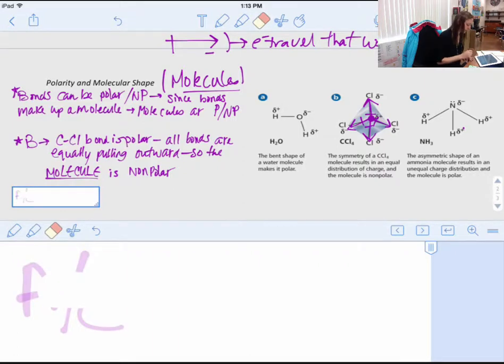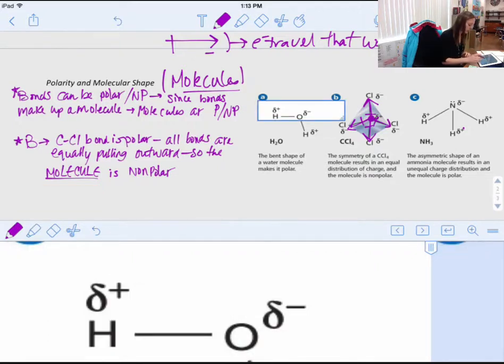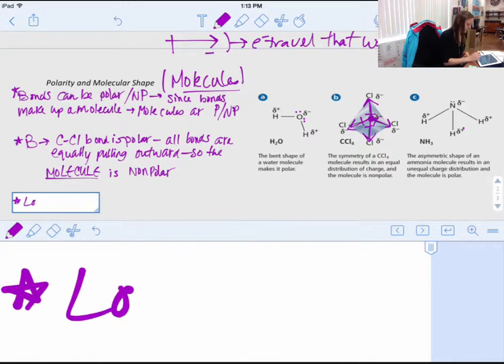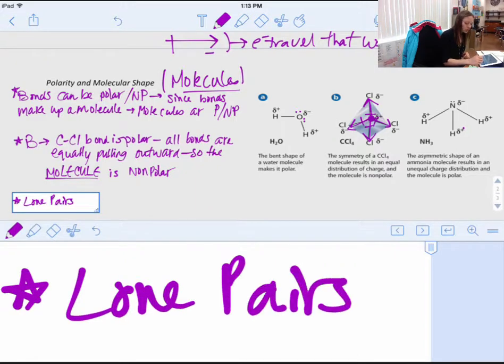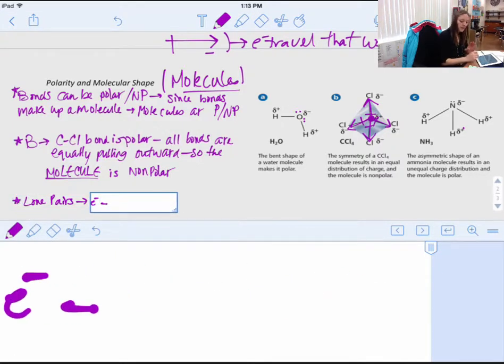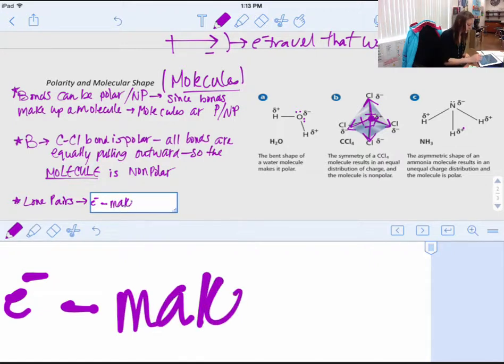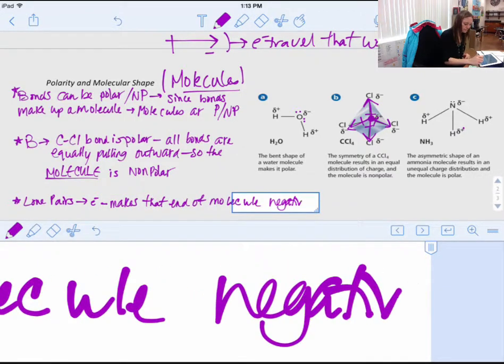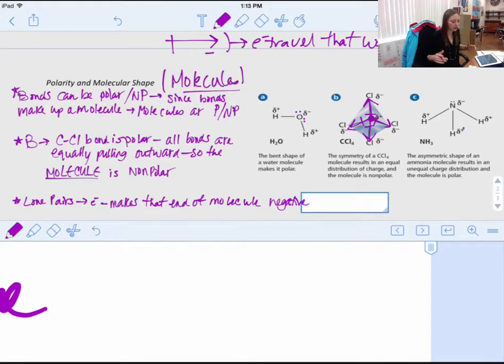I'm just going to backtrack for a second and talk about lone pairs, because both of the molecules in A and C have lone pairs. You can't see the ones over here because they didn't draw them in, but water has 2 lone pairs. You've got to think about what lone pairs are. Lone pairs are electrons, so that makes a very negative end to wherever they are located on the molecule. It makes that end of the molecule negative, and really negative, because that's a whole charge of that electron.